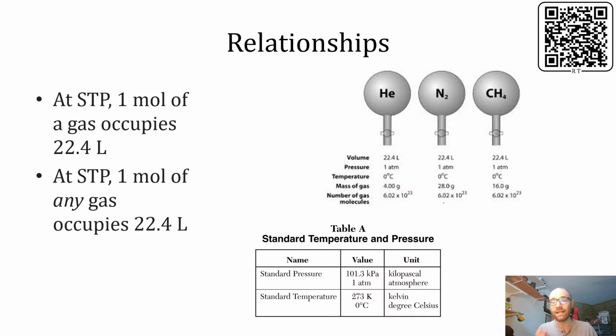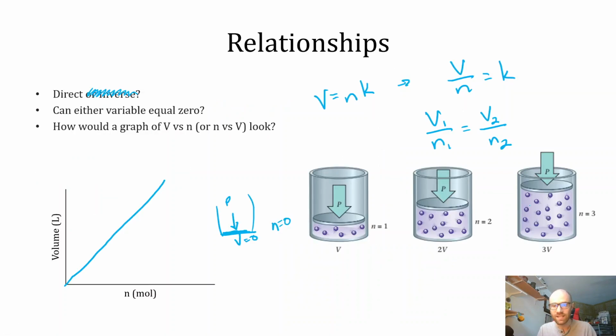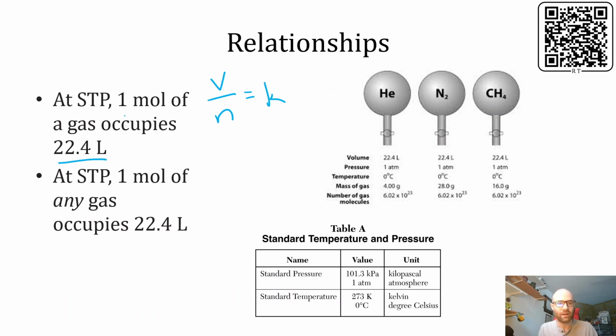There is a very interesting ramification of this, though. If our relationship is V over N equals K, there's two things that we can do. It says at constant temperature and pressure. Well, if we set the temperature and pressure to a certain amount, and we set the moles of the gas to a certain amount, the volume is just a function of that. You can see the number of particles dictates the volume. And so we get a very important number out of this. One mole of a gas at STP, shown below, occupies 22.4 liters of space.